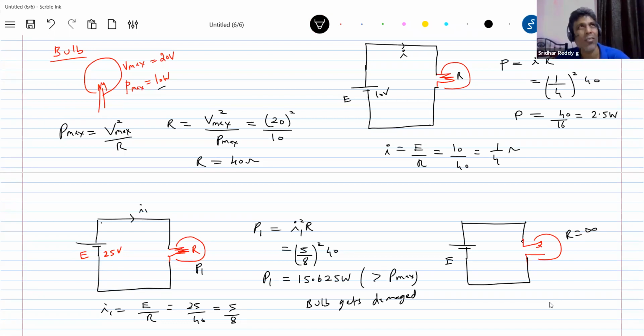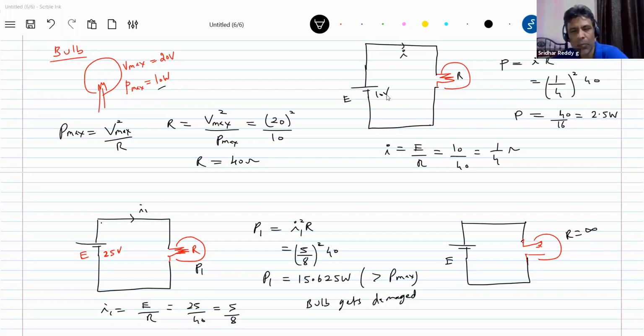I think this is what happens nowadays. We have LED bulbs, but if you just purchase any filament one, you get this. This will become an open circuit. The bulb gets damaged permanently. It's over. You have to throw this in the dustbin.